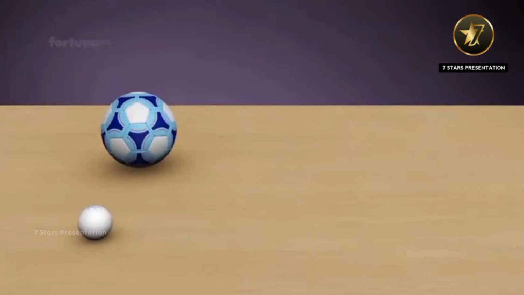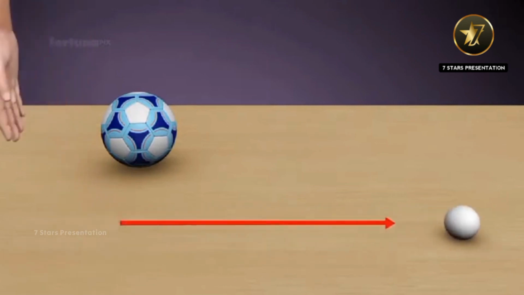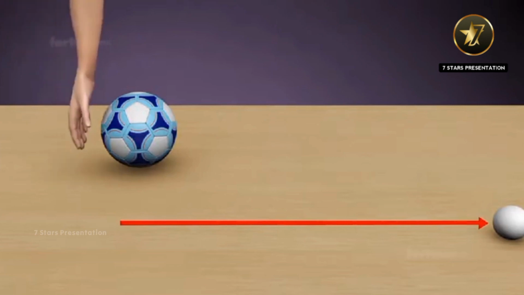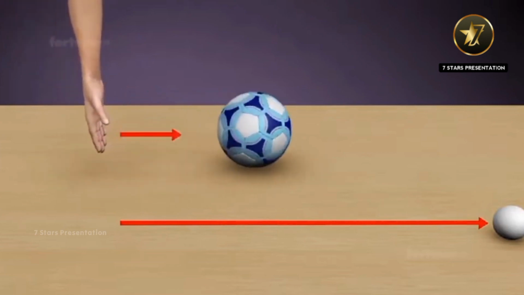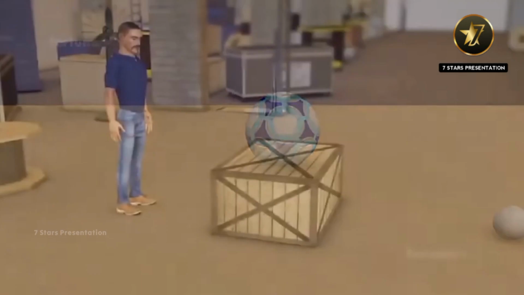Let's put that in much simpler terms. If we increase the force on an object, its acceleration will increase. But as an object's mass increases, its acceleration will decrease. In other words, it's going to require a lot more force to move a heavier object than a lighter object.